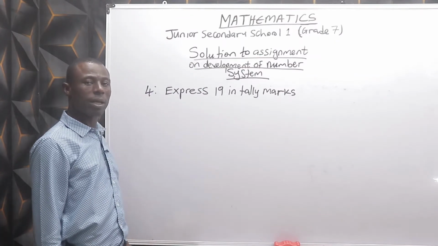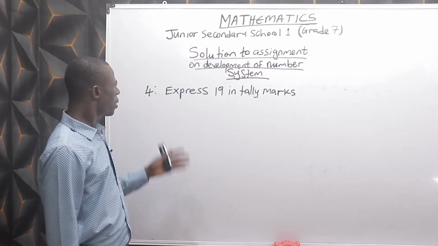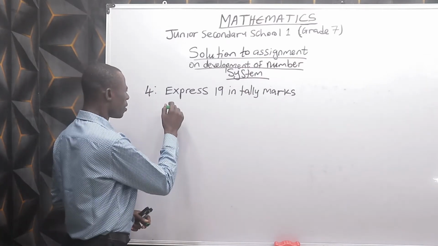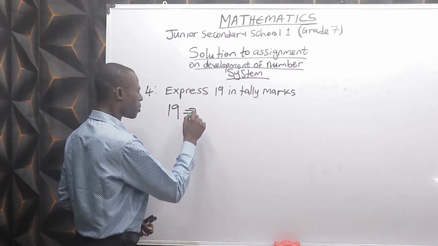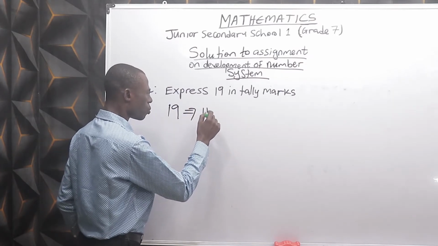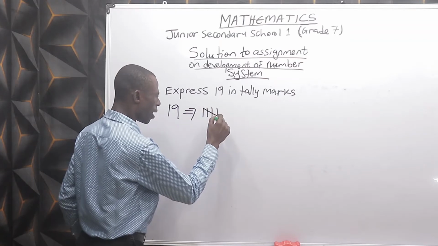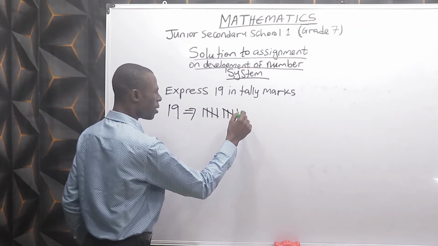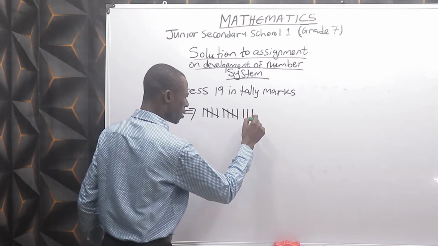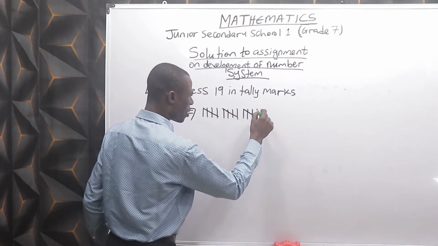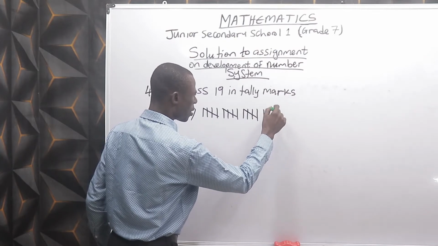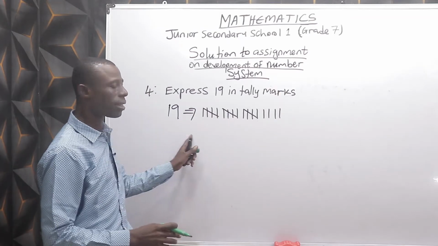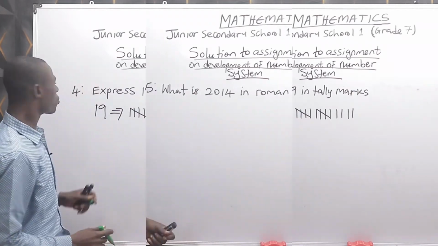Question 4 of the assignment is on the board. Express 19 in tally marks. 19 in tally marks means 1, 2, 3, 4, 5, 6, 7, 8, 9, 10, 11, 12, 13, 14, 15, 16, 17, 18, 19. That is it. That is 19 in tally marks.